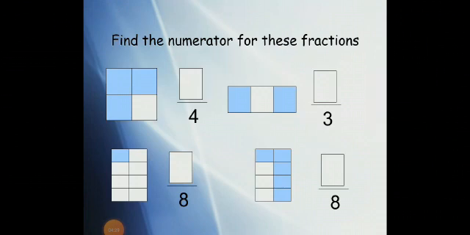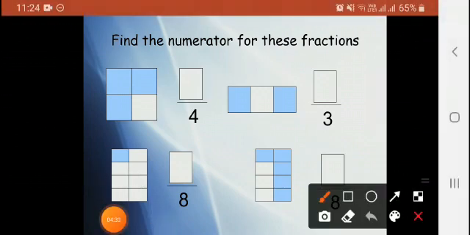Now in the next exercise, we have to find the numerator of these given fractions. Here we have to write the shaded portion as the numerator, and the whole as the denominator. Now here there are 4 equal parts, so 4 is written as the denominator and 3 parts are shaded. So we write the fraction as 3 upon 4. In the next figure, there are 3 equal parts, and out of the 3 equal parts, 2 are shaded. So we will write it as 2 upon 3.